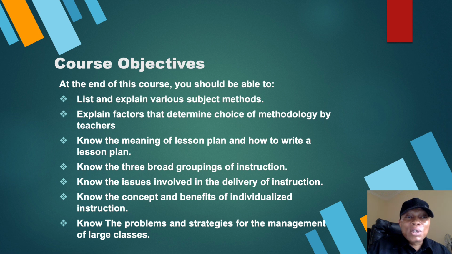The objectives for this course are as stated below. It is expected that at the end of this course, you should be able to list and explain various subject methods, and explain factors that determine the choice of methodology by a teacher. You don't just jump and choose a method. There are some factors you have to put into consideration before you can say, okay, fine, this method is suitable for the topic I want to teach.